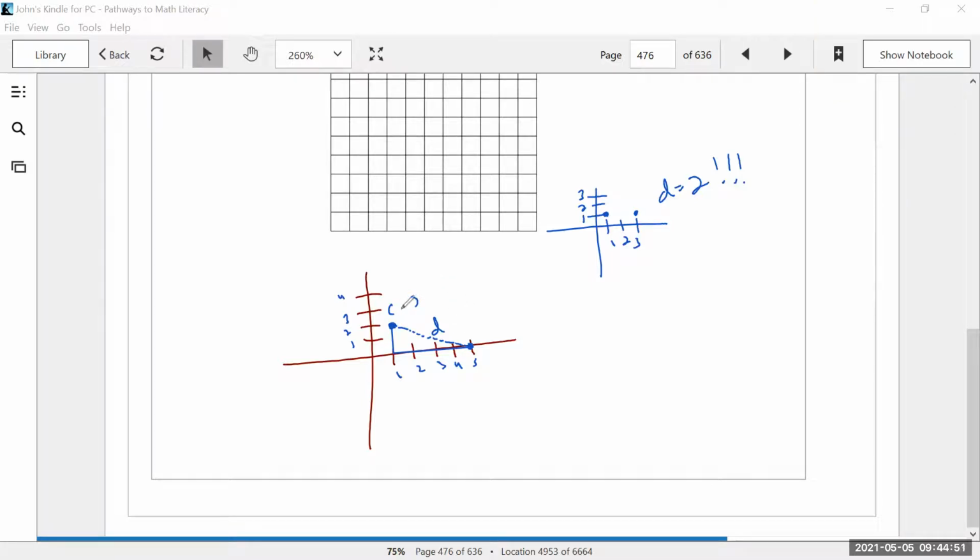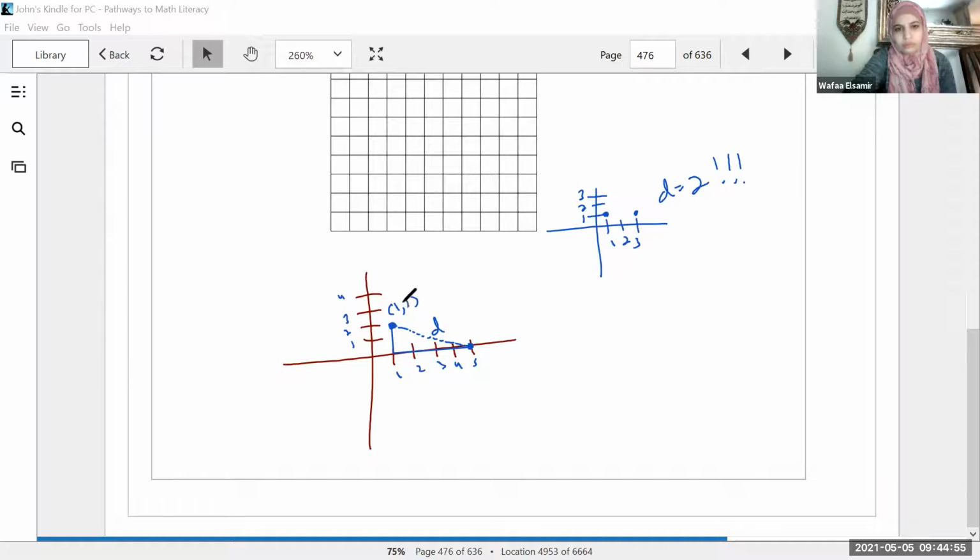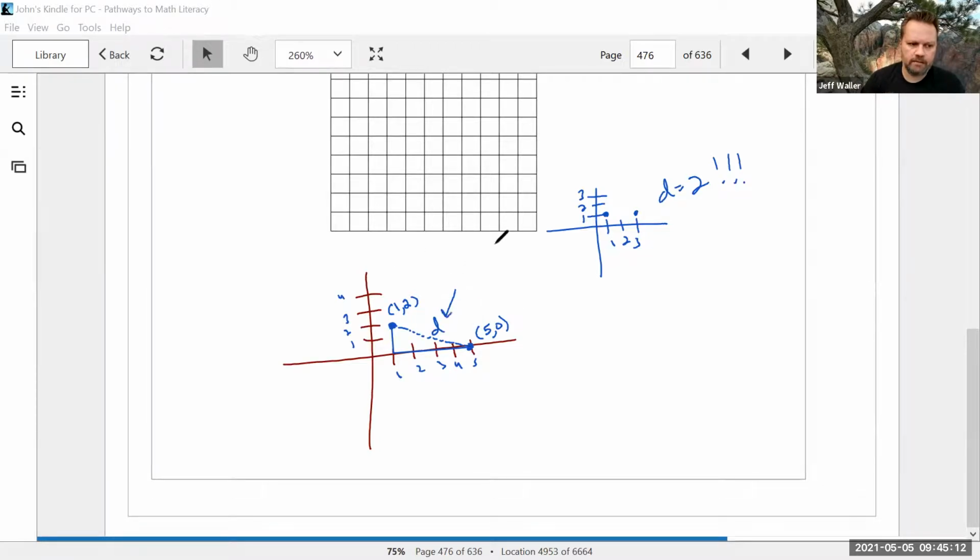That is 1, 2. I'm gonna mess it up, but yeah, 1, 2. All right, what point is this? 5, 0. Careful. So it's going to be X first and then Y, X, Y, alphabetical order. How would I figure out, and what's special about this side compared to the right triangle that we just discovered?